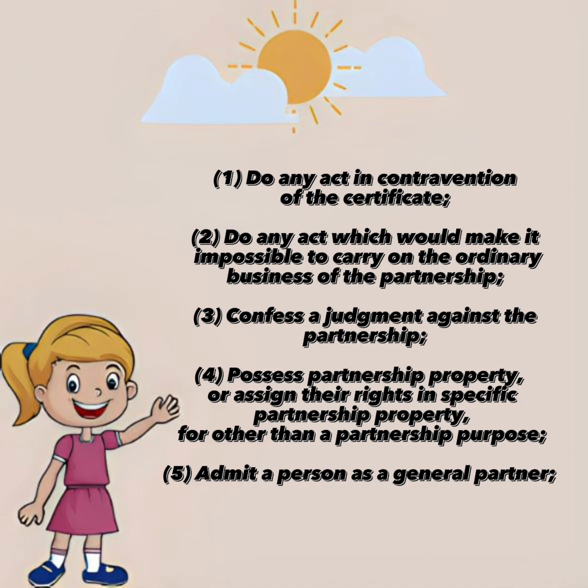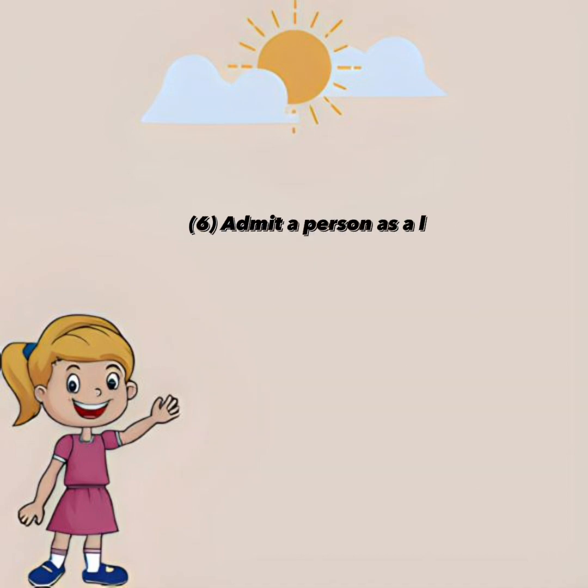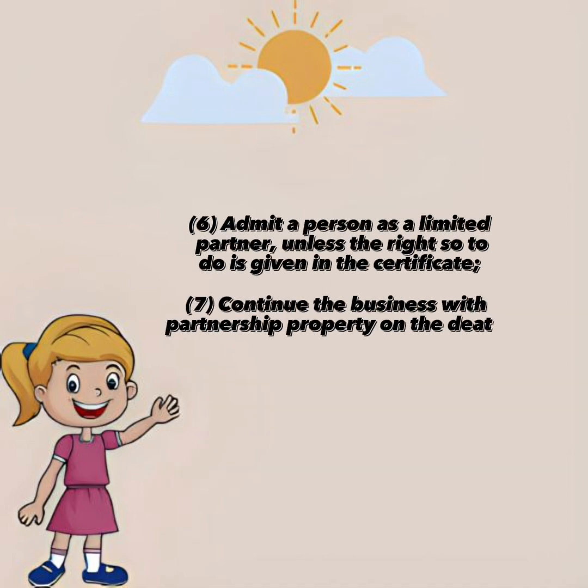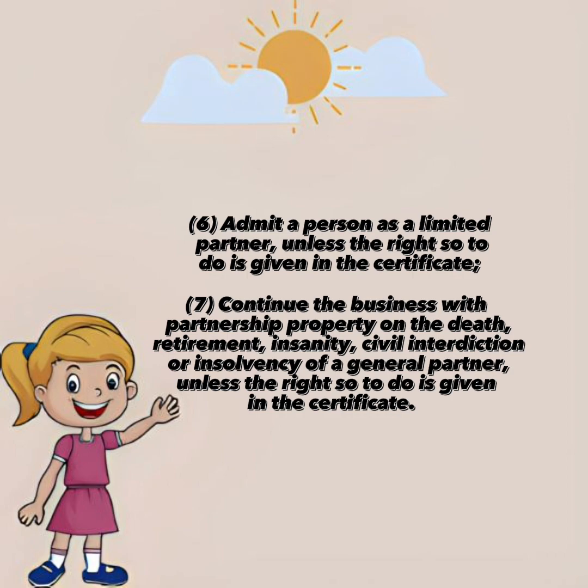3. Confess a judgment against the partnership; 4. Possess partnership property, or assign their rights in specific partnership property for other than a partnership purpose; 5. Admit a person as a general partner; 6. Admit a person as a limited partner, unless the right so to do is given; 7. Continue the business with partnership property on the death, retirement, insanity, civil interdiction, or insolvency of a general partner, unless the right so to do is given in the certificate.